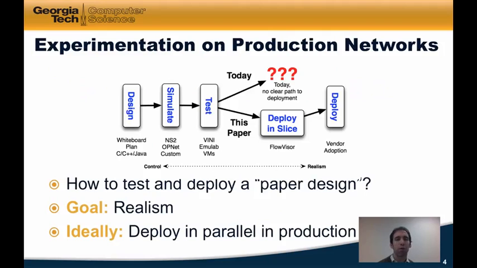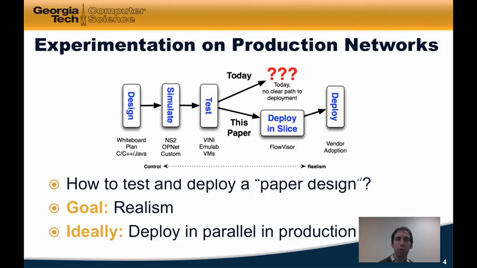So let's first look at how virtual networking enables experimentation on production networks. Historically, network researchers have designed new network protocols or architectures, and they'd like to evaluate or test them. Now, there are various approaches to doing so. One could run the new protocol or architecture in a simulator, or test it in an emulator like Vini or Emulab. But when it comes to actually deploying that new architecture or protocol in production, researchers have historically hit a roadblock, and there's a bit of a catch-22 situation.